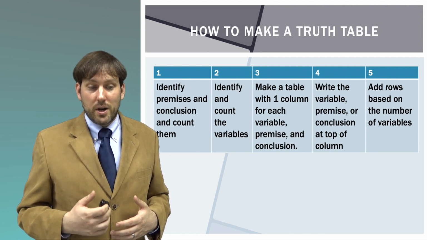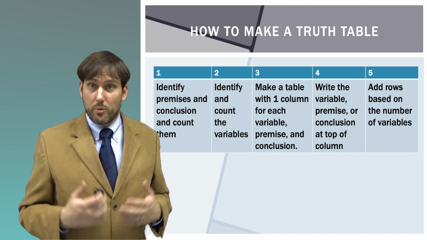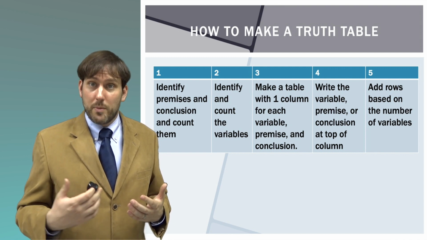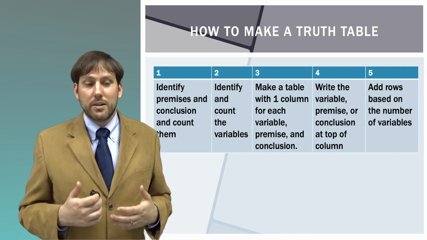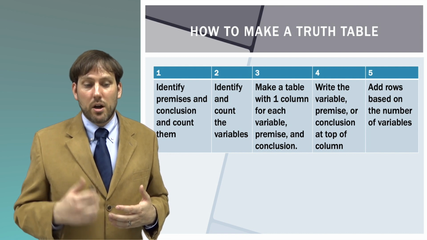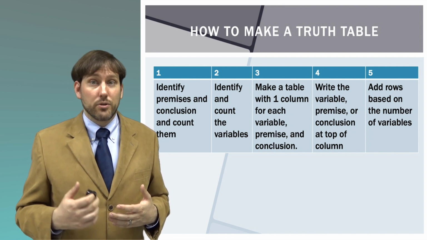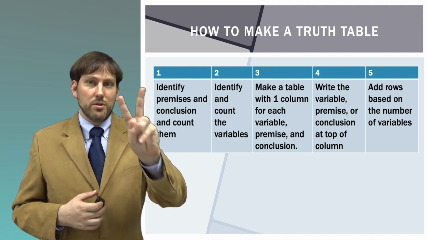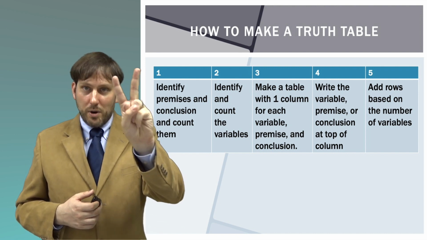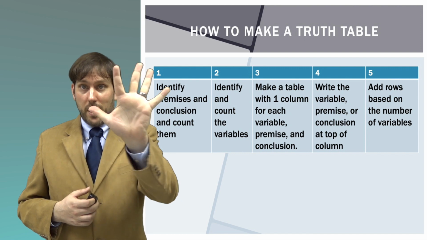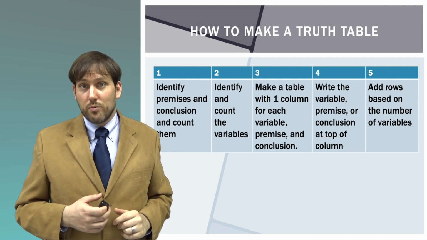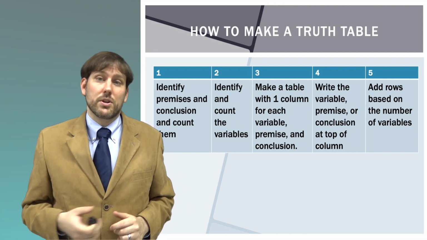Then we want to identify and count the number of variables that we used in our argument. Every different claim is going to be a variable. Finally, we want to make a table with one column for each variable, premise, and conclusion. So if we had two variables and we had two premises and a conclusion, we need 5 columns. Then we're going to write the names of these at the top of each of these columns.